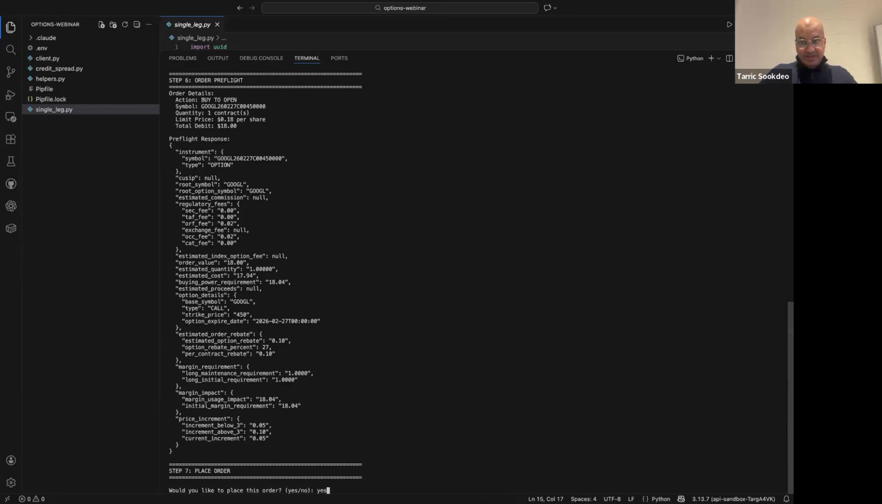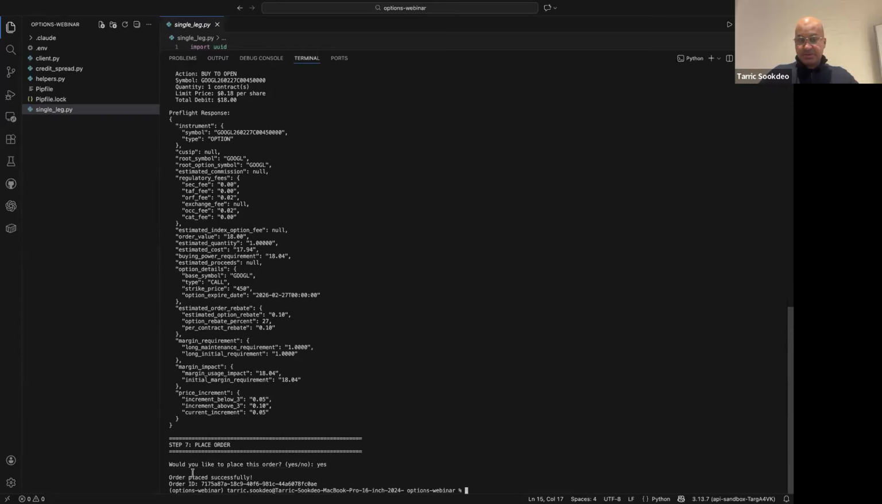I'm gonna type yes. Obviously, markets are currently closed. This is live. So the trade won't execute, but it was placed. And it was placed successfully. This is one example of a single leg strategy that you can place using our API.